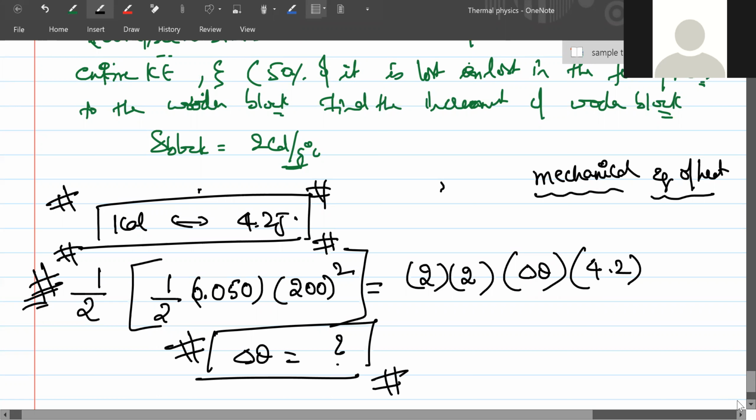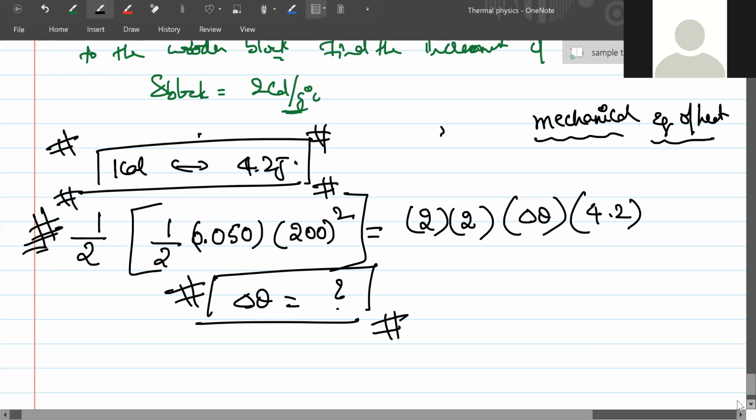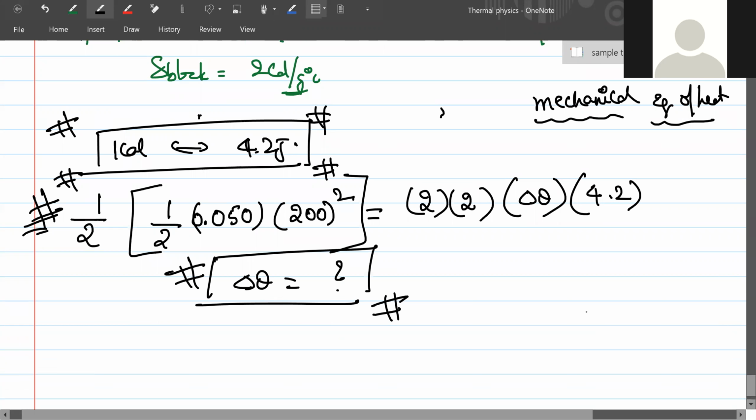Sir, can you send this photograph of this sum, sir? Like what you solved on the screen? I'll try to send it. Did you understand the equation? Yes, sir. I understood the equation. Okay, thank you then. Thank you, sir.